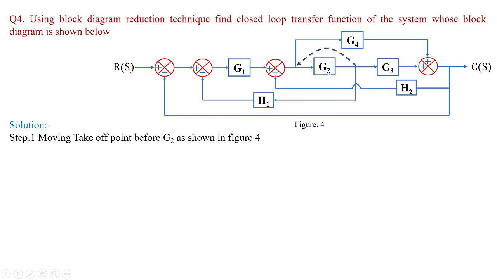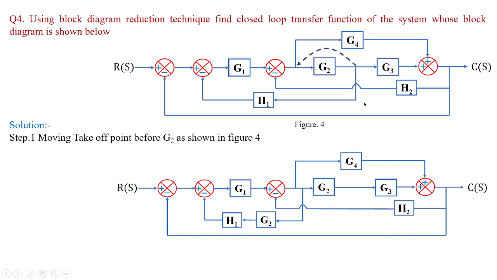So first what I'm going to do, I'm moving the takeoff point before G2. So this takeoff point is taken before G2. So this is how it looks. You can see this takeoff point is moved from the right of G2 to the left of G2, and this block H1 will be multiplied with G2. That is an important reduction technique of the takeoff point.